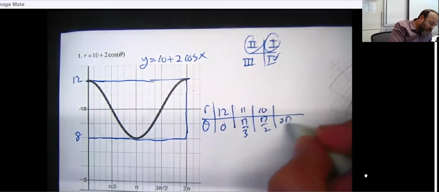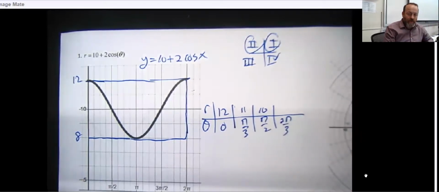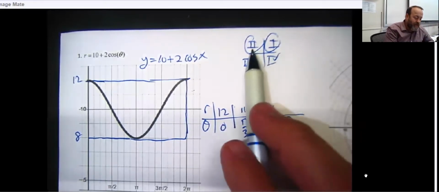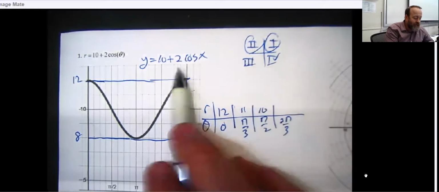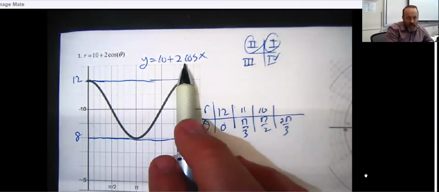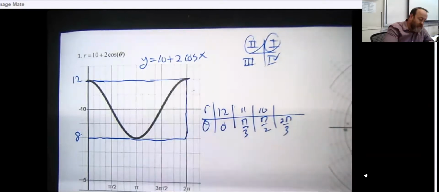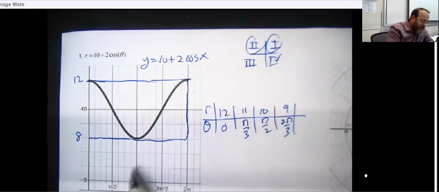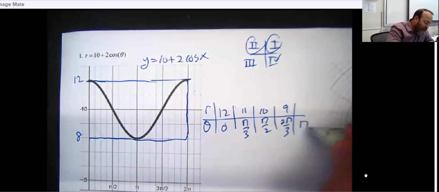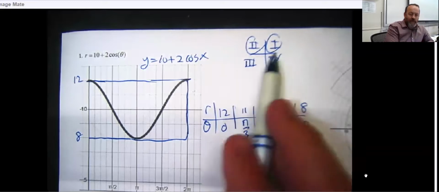I'm going to keep going to 2 pi over 3. Now, the cosine of 2 pi over 3, being in the second quadrant, is also a half, but it's negative 1/2 because it's in the second quadrant. So half of negative 2 would be negative 1. So this is going to dip down to 9. And then by the time we reach the angle pi, it's gone all the way down to a radius of 8. And this gets me the first 2 quadrants.